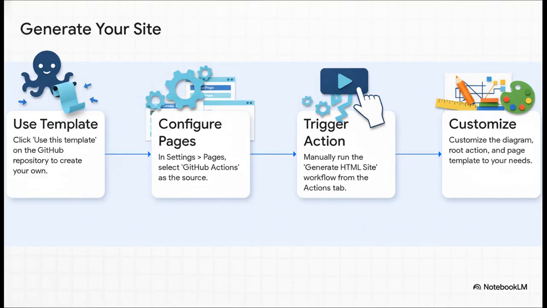Getting started is actually super simple, and it all happens right inside GitHub. First, you just grab the template to create your own repository. Easy. Next, you pop into your settings and tell GitHub Pages to build from GitHub Actions. And finally, you just manually click a button to run the Generate HTML site action. That's literally it. 3 clicks and your site is live. Then comes step 4, customization, and that's where you really start to unlock all the cool possibilities.